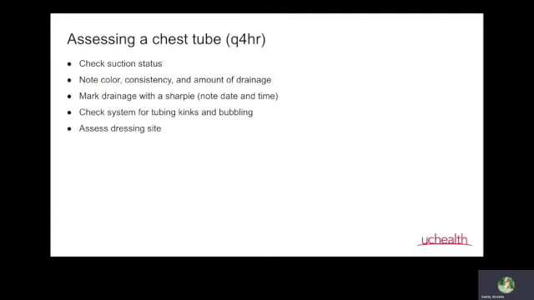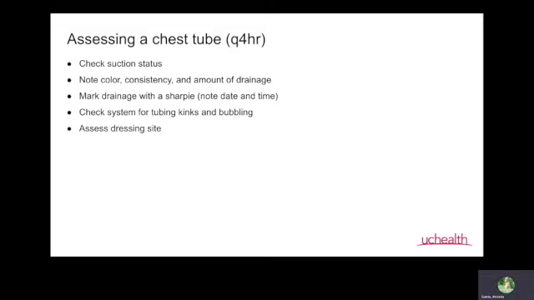We should be assessing a chest tube every 4 hours. Check the suction status. Is the order to water seal? Should it be -20 suction? Note the color, consistency, and amount of drainage. Mark the drainage with a Sharpie every 4 hours. Note the date and time, and also make sure to chart that amount in Epic.